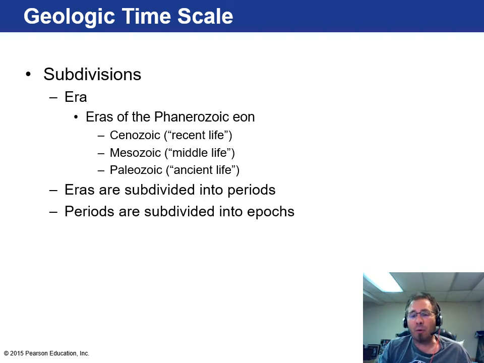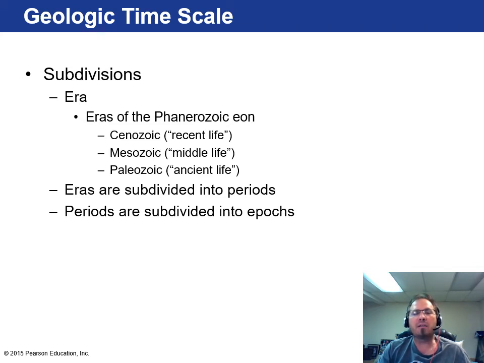You have the Mesozoic, that's when the dinosaurs ruled the world, sort of the middle. And then you have the Paleozoic, which is the ancient life, when all the invertebrates ruled, things like trilobites and bivalves and gastropods and all that fun stuff. So those are the three main eras within the Phanerozoic, which we're in now.